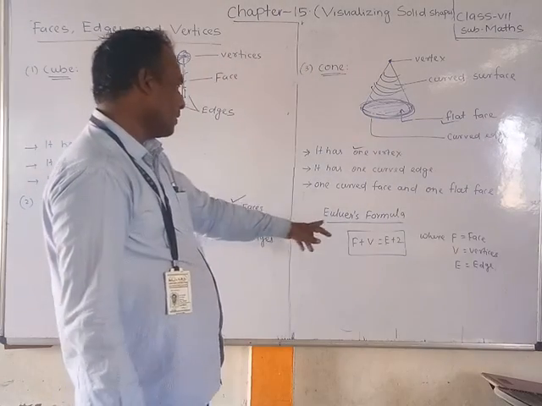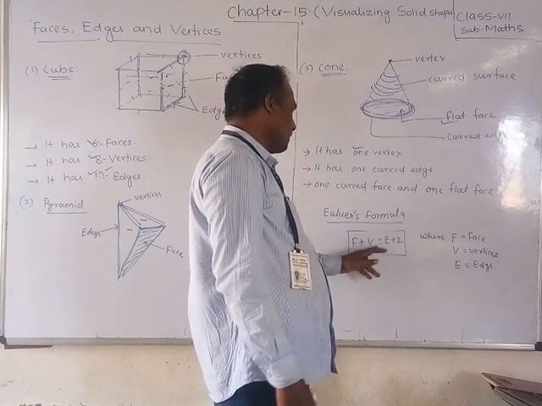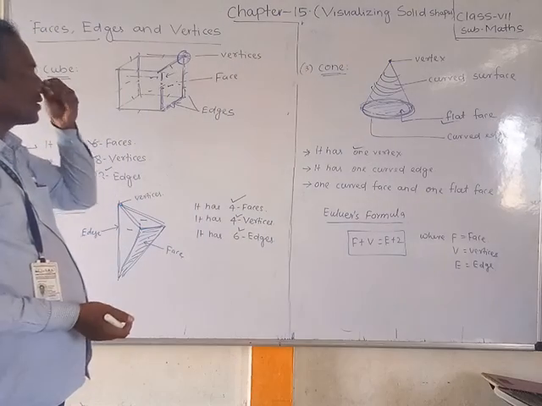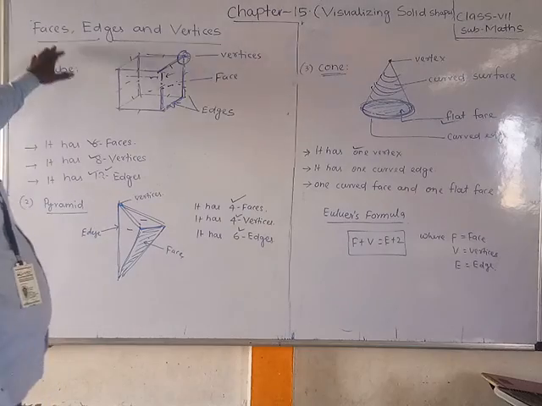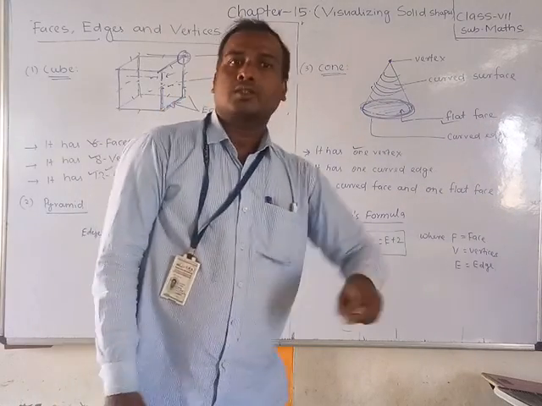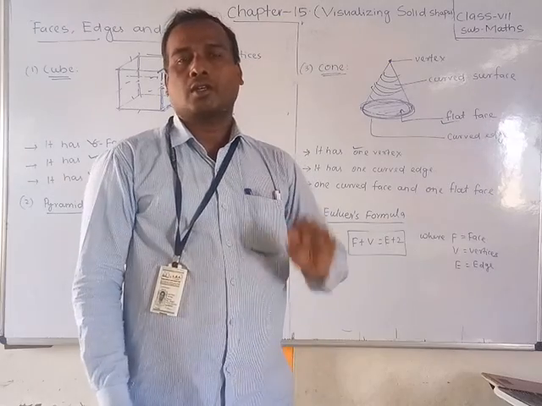So friends, remember Euler's formula also: F plus V is equal to E plus 2. Okay. So I hope you have understood about faces, edges and vertices, and the dimensions of solid figures, and the dimensions of plane figures, which you have already studied.